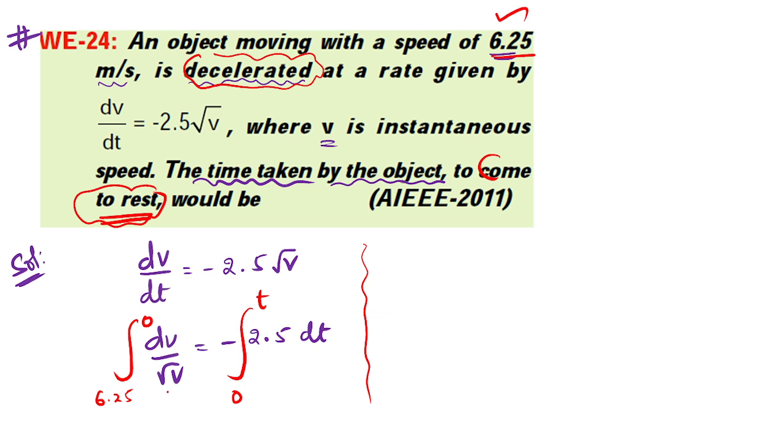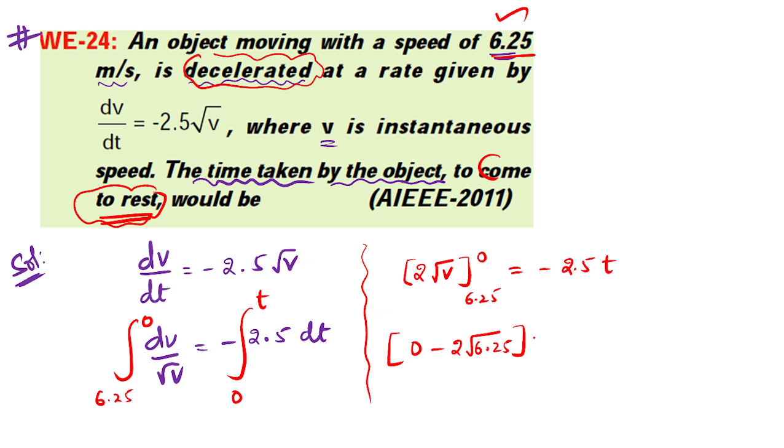You did? Integration of root v will be 2 root v. And what is the limit here? 6.25 and 0. This side is minus 2.5 into the integration of dt, which will be t only. The next step is you apply the limits. Upper limit first you will apply. When you apply the upper limit it will become 0. Minus 2 into root of 6.25. Yes or no?